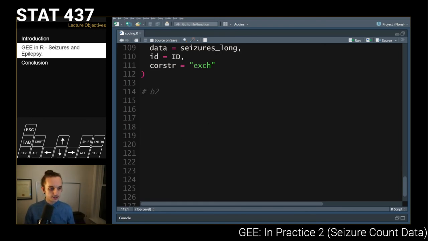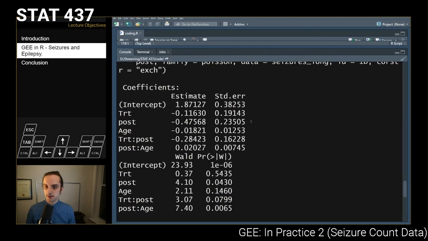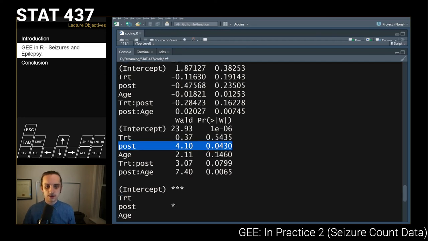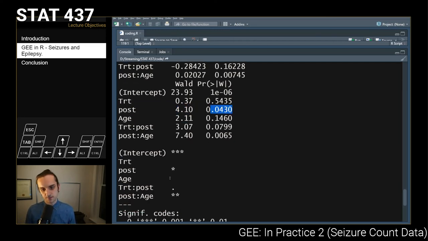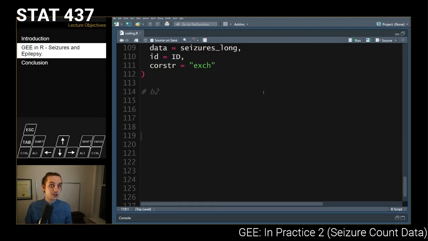But we can look at the summary and we can test that first question. Is there a significant difference pre-post-treatment in the placebo group? That comes down to testing whether beta two is different from zero, right? So that's post right here. And we can see that actually now we have this 0.043 value, right? So that is actually significant. So the answer to the first question changes whether you include baseline age or not, right?